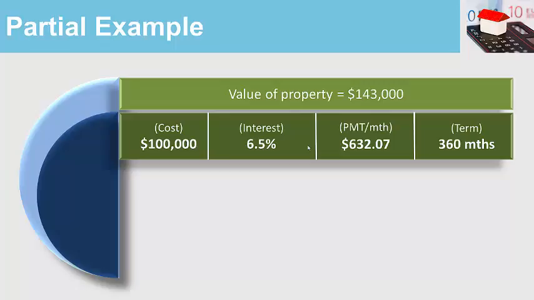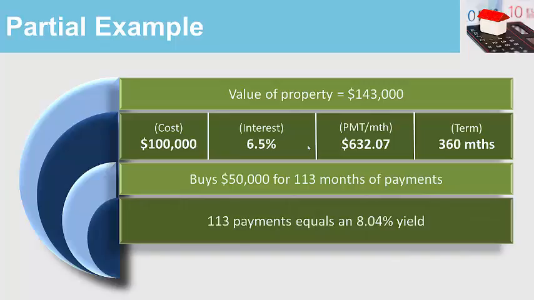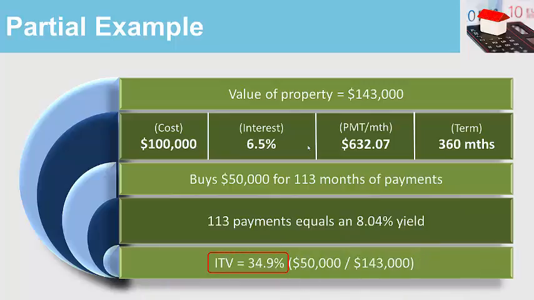However, you, the investor, do not want to buy the full note, so you elect to buy $50,000 for 113 payments. You still receive $632 per month, but your yield now has increased to 8.04%. As you can see, buying part of the income stream reduces the investor's risks by 65% because the ITV is about 35%.